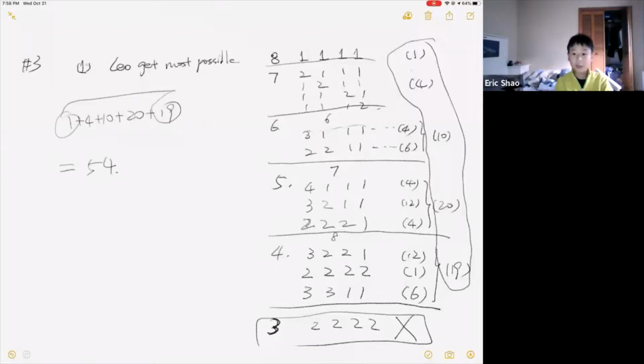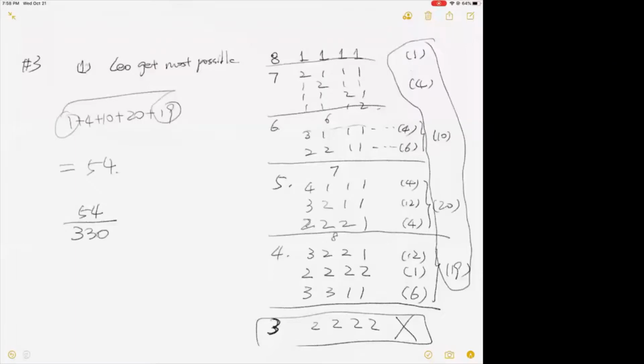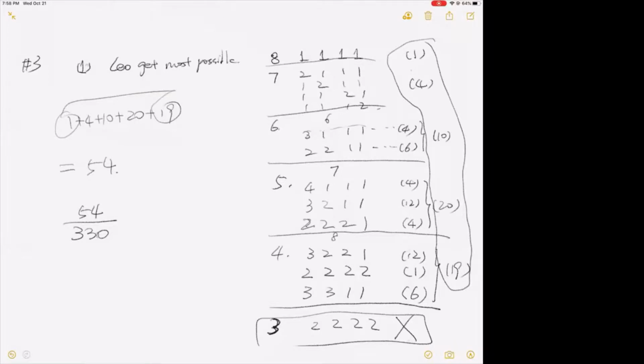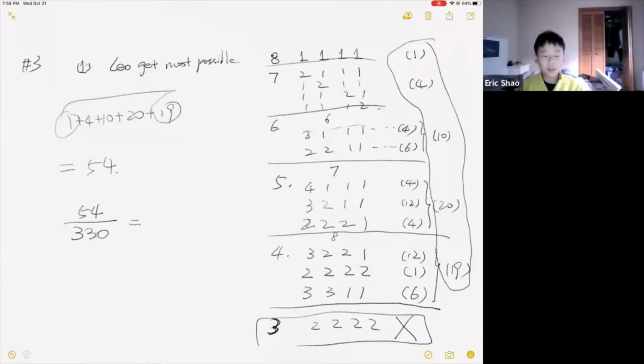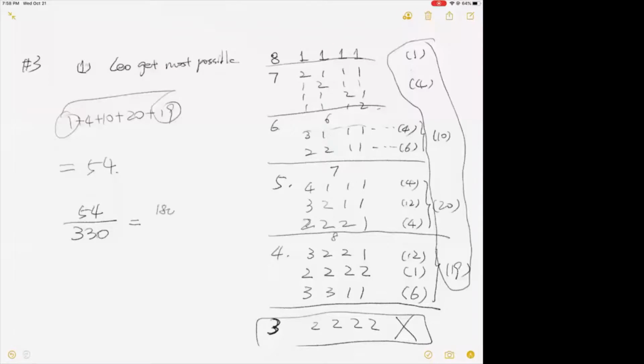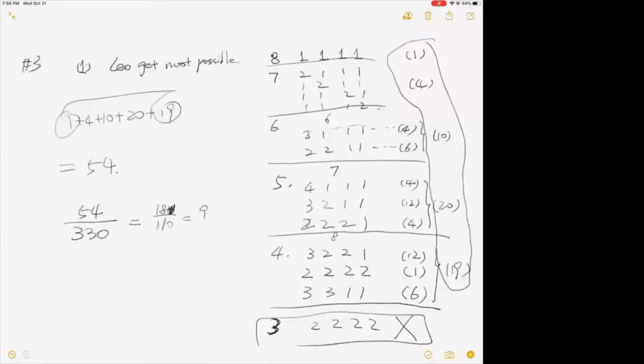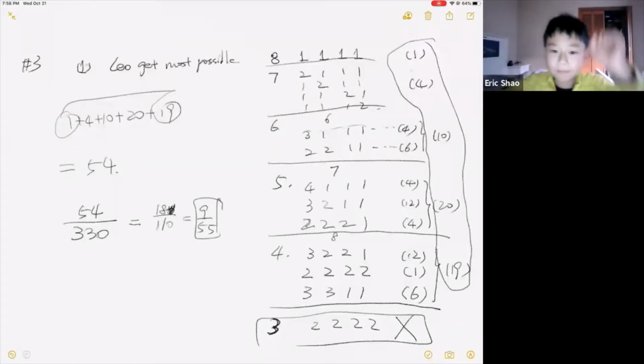So now that's 54, but there were originally 330 ways to allocate it. Okay. So now 54 over 330. Oh no, I have to calculate. Come on, you don't need a calculator for this. So that's also 27. No, not 27. Okay, that's also 18 over 110 because you cancel out a 3 from both sides. No, it's 18. Yeah. So that's also 9 over 55. Okay, so the probability is 9 over 55, right? Yeah, I think so. Okay.